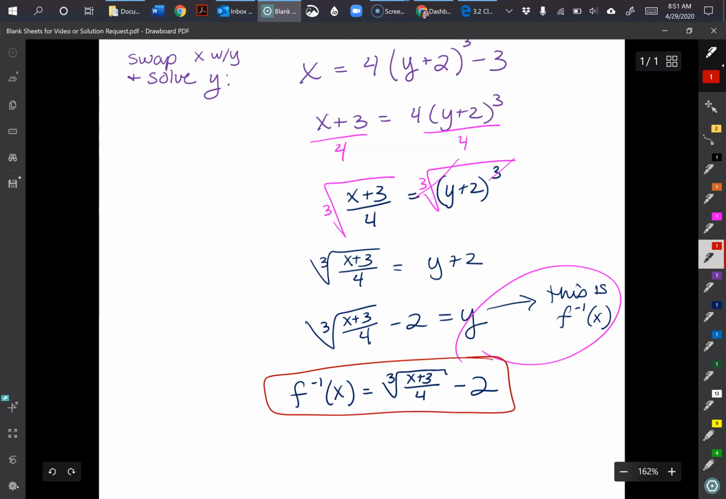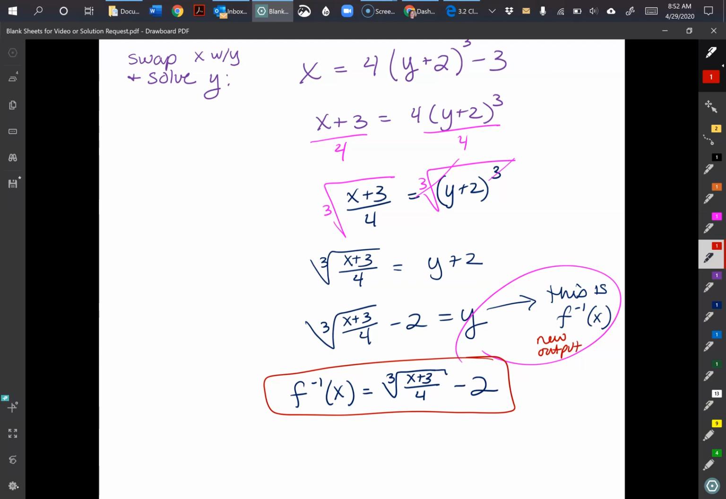And if we were asked to verify, then we would go ahead and do the composition of f of f inverse of x, and then likewise f inverse of f of x, to make sure that we get x. So that was just a quick little snippet to give you one more example. I will do some more longer ones as well.